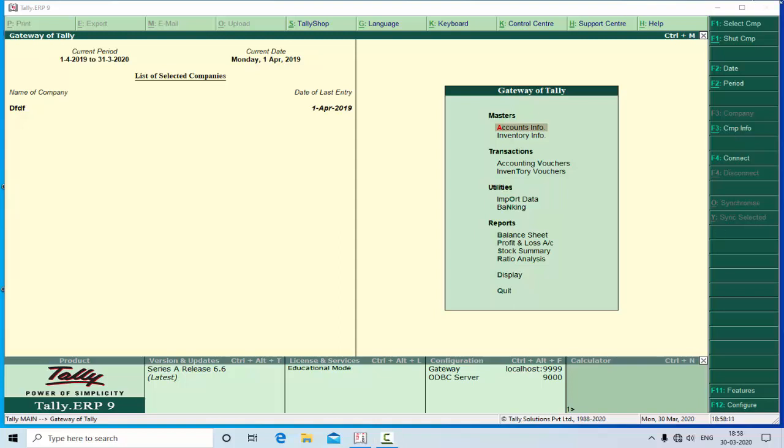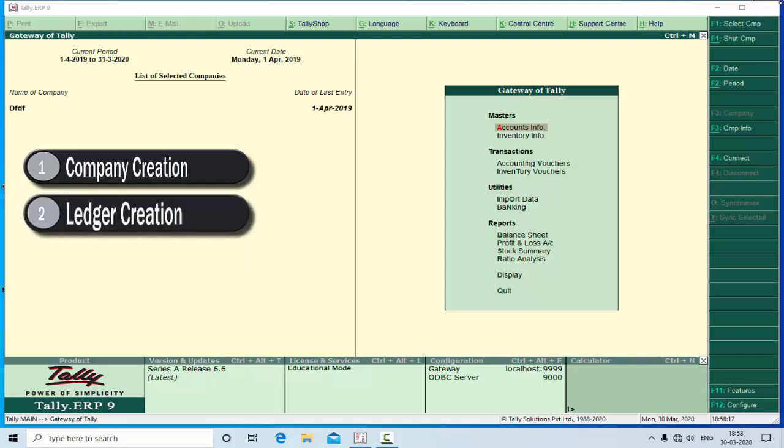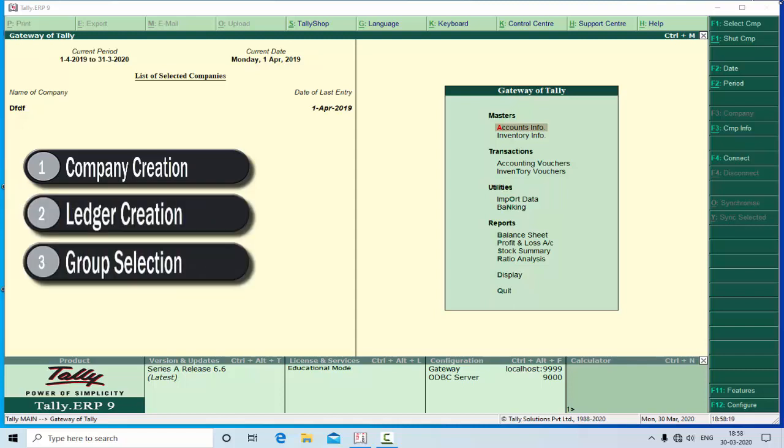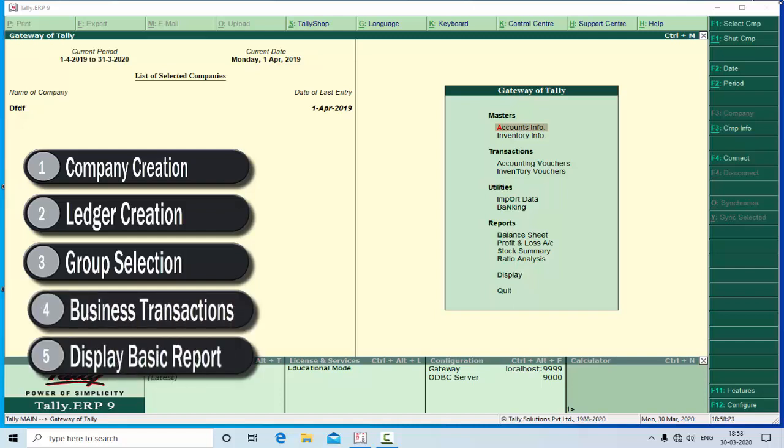Hello friends, in this video we will discuss how to record the basic transactions of business, creation of company, ledger creation and group selection, and reports of the company information stored in Tally. So let's start with creation of company.